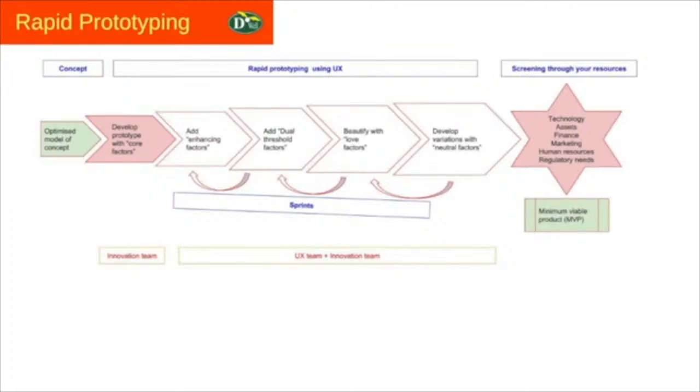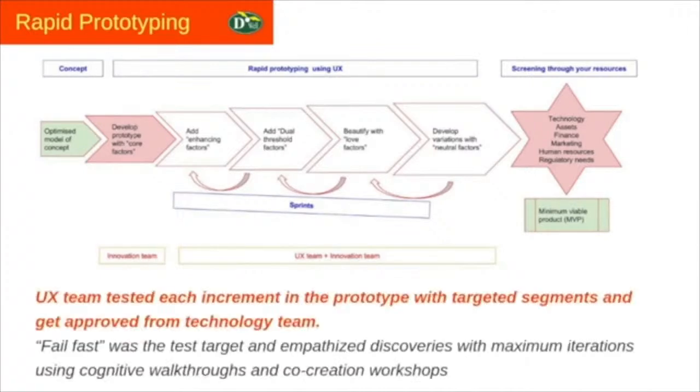have conducted sprints. Again, scan through the resources of our client. So it's done by the innovation team. A sprint will be conducted by the UX team plus the innovation team. You can see who is responsible for these types of things. Here the UX team tested each increment in the prototype with the targeted segment and got approval from the technology team.